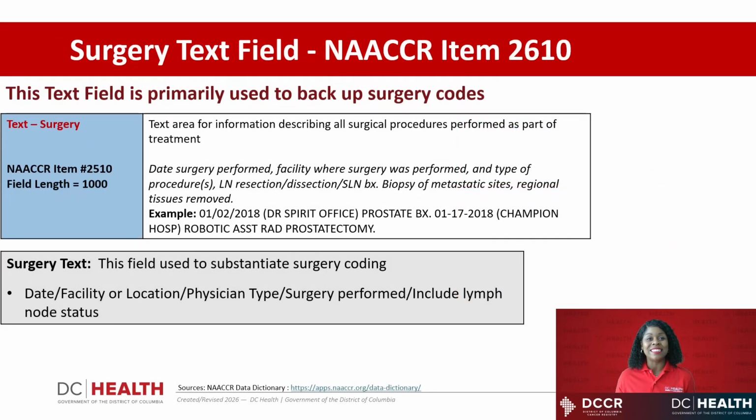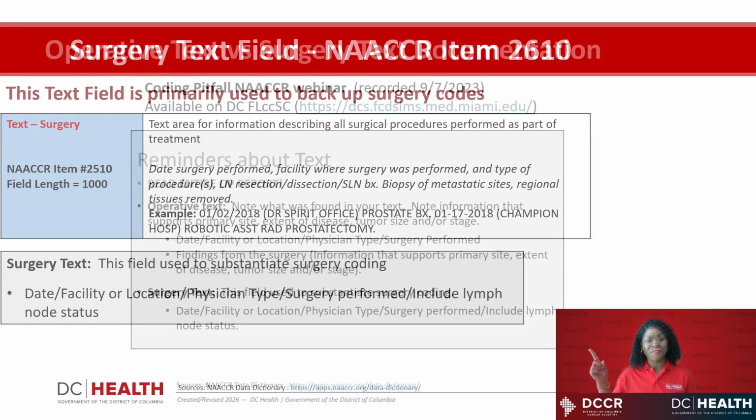All right, guys, let's get into the surgery text field. The surgery text field is primarily used to back up surgery codes. The text area is for information describing all surgical procedures performed as a part of treatment. It's essential to include details like the date of surgery, the facility, the type of procedure, and the lymph node status. Here's an example on your left.